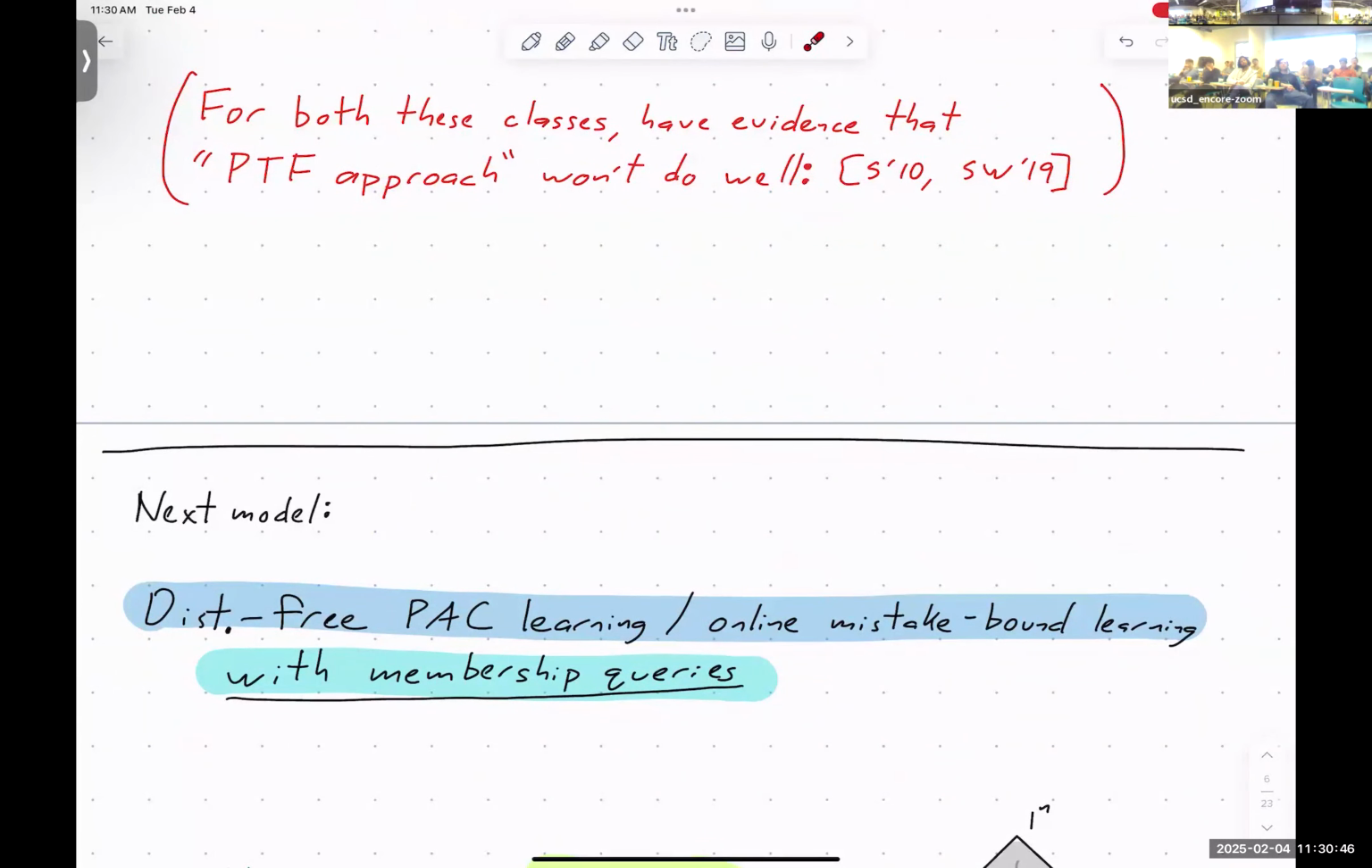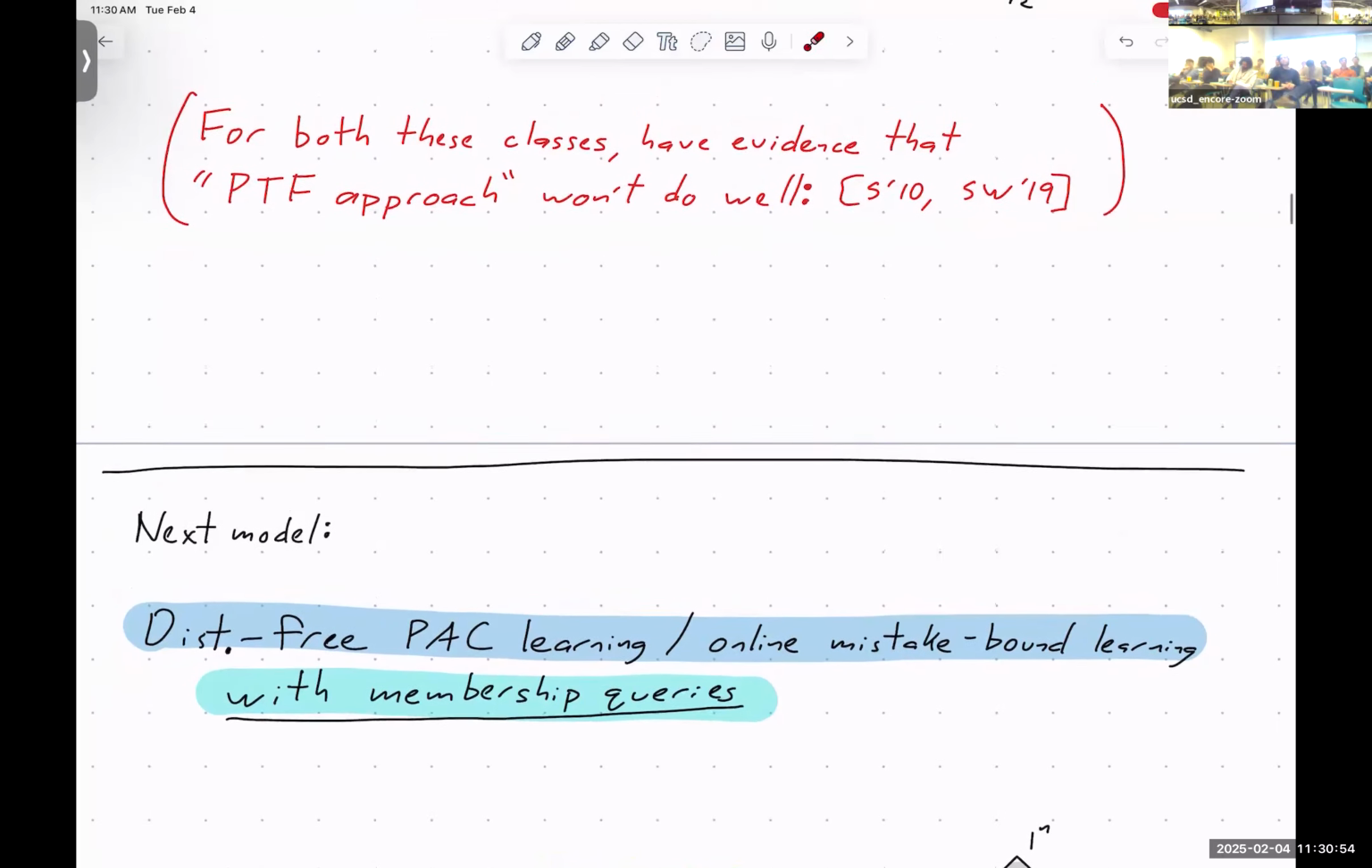Okay, let me tell you about a different model. We'll augment this model. We're still in the distribution-free setting, so it still is this fairly challenging setting, but now we'll give the learner the ability to make membership queries. So we're empowering the learner, and hopefully we get some more positive results as a consequence of this modeling choice.